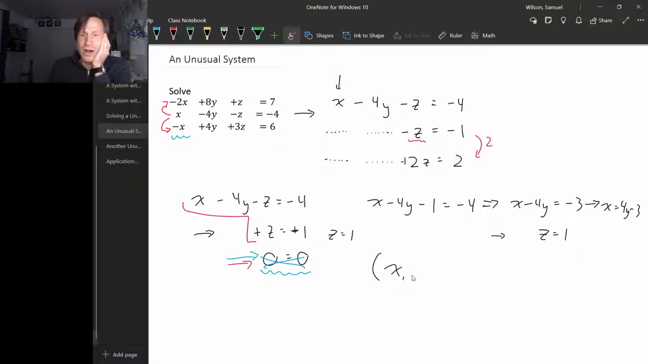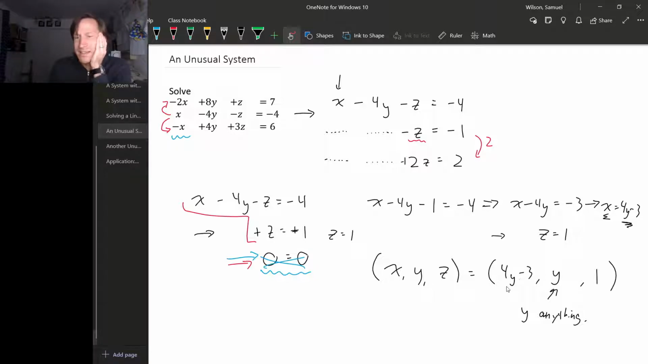Now our x, y, and z are, well, z has to be 1. x has to be 4y minus 3. And y, well, y can be anything. So what we can do is just leave it as y. This is sort of shorthand for saying that y can be anything. But whatever you choose for y, x has to be 4 times that minus 3. So we get this collection of points where y can be anything.